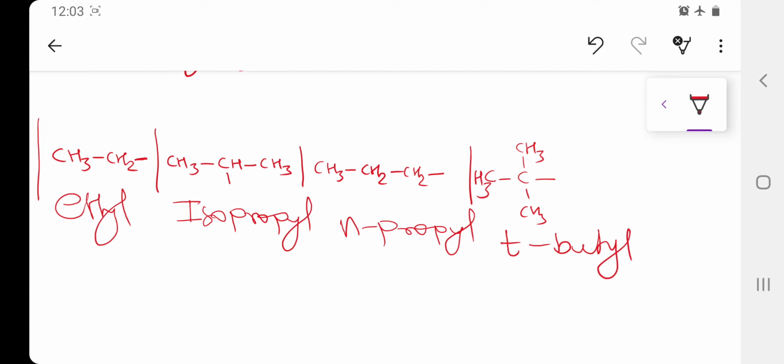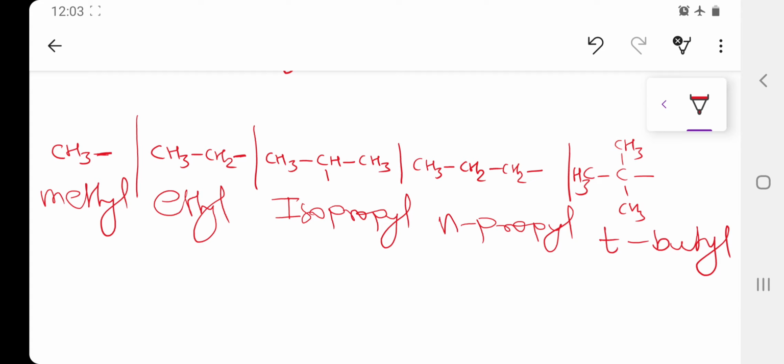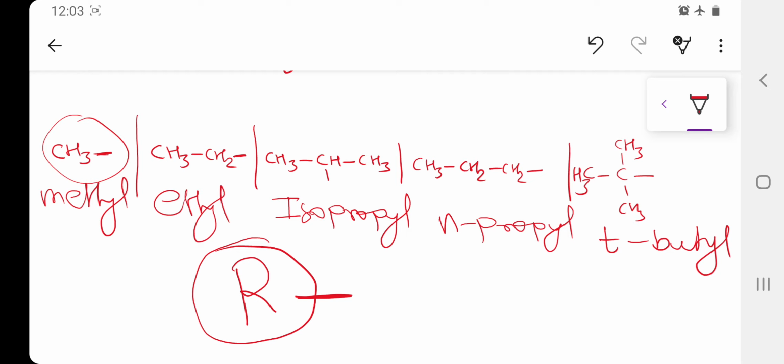Now these all alkyl groups you have to remember. Then if you remember all these alkyl groups, then an alkyl group in organic chemistry can be represented just by showing R attached to something. That means this is methyl. If R is there, then you can attach this methyl here instead of R. Then it is ethyl, you can attach this ethyl here instead of R.